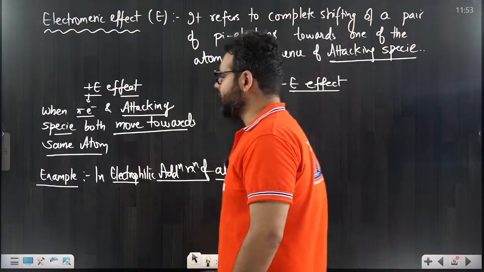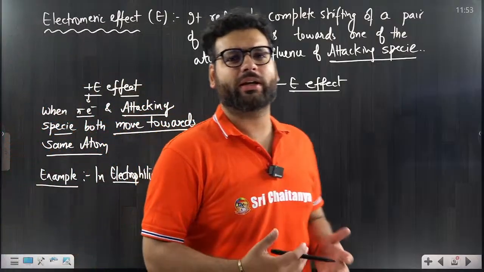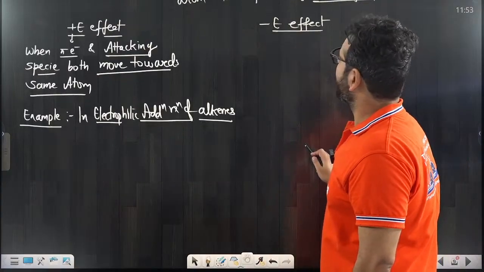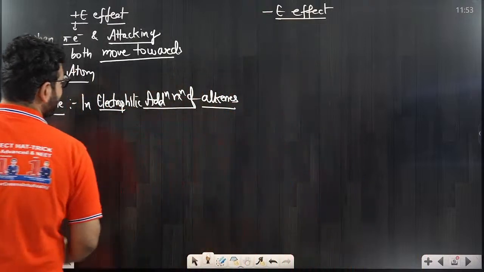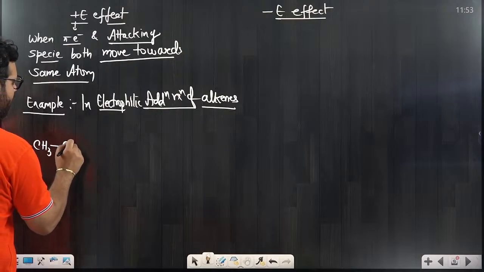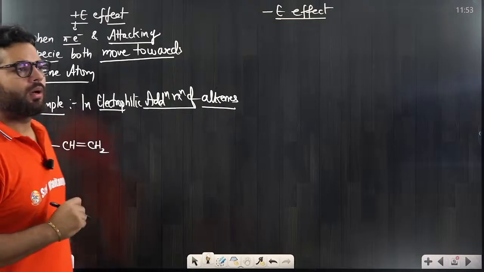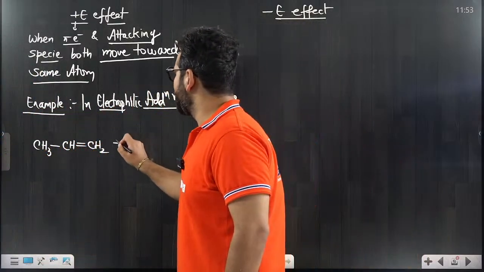Like when you take an alkene and try to add HBr on it, HCl on it, HI on it. So when you do addition of hydrogen halide on an alkene, you will automatically see the plus E effect take place. For example, if I take the alkene to be propene, this is propene. Now I am reacting propene with HBr. All of you know about Markovnikov rule.